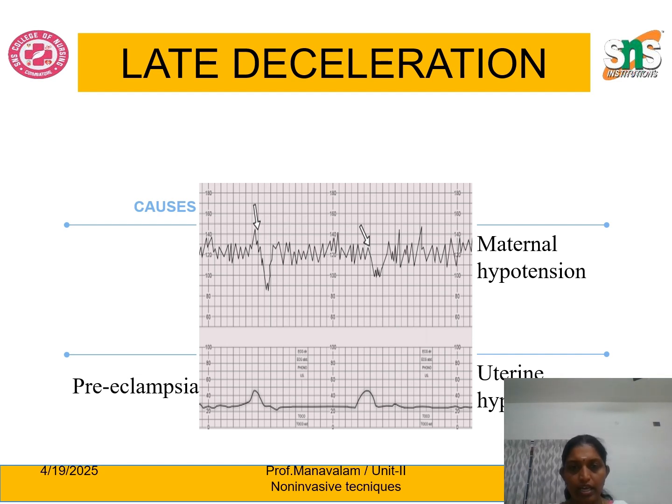In this graph, we clearly see the deceleration. The basal fetal heart rate is 120 beats per minute, but it starts to decrease at the peak of the uterine contraction, and it recovers to the baseline when the contraction ends. The main causes are maternal hypertension, preeclampsia, and uterine hyperstimulation by drugs, for example oxytocin.